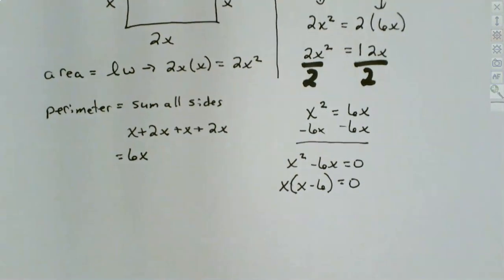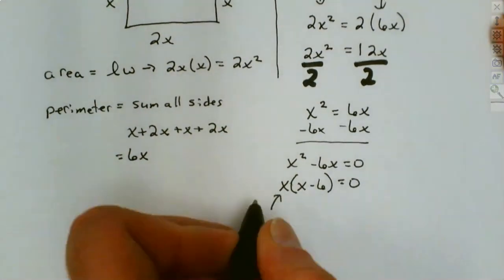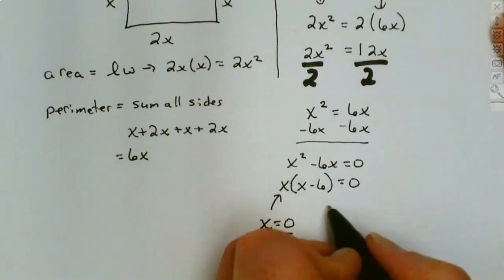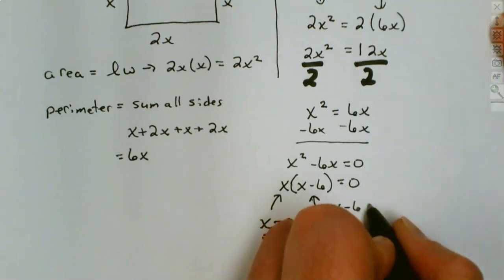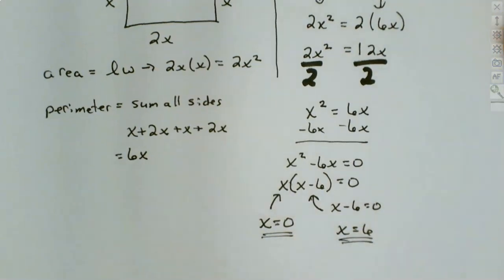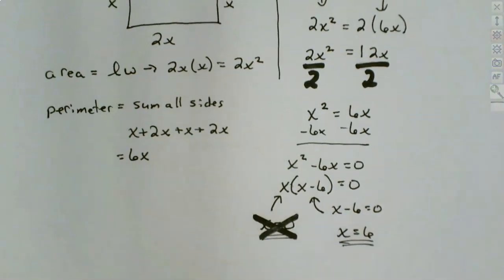And what do we know about our two solutions? Well, one solution is easy. One solution is x equals 0. Our other one is x minus 6 equals 0, so x equals 6. Now, which one does not make sense? Well, do we want a rectangle that has no length or width? No, that obviously does not work. So the 0 is gone.